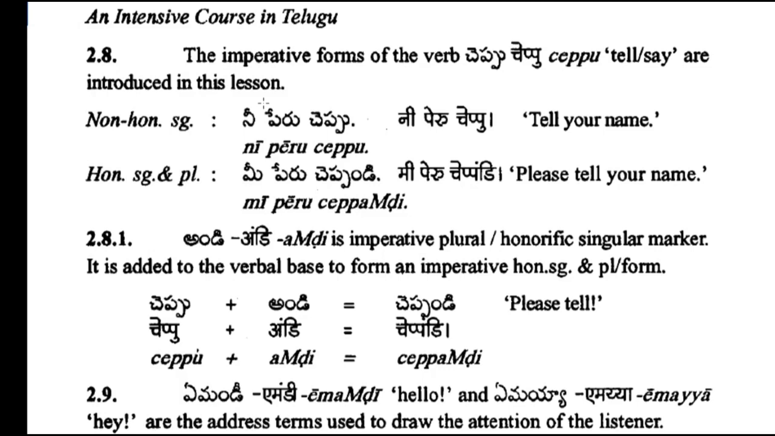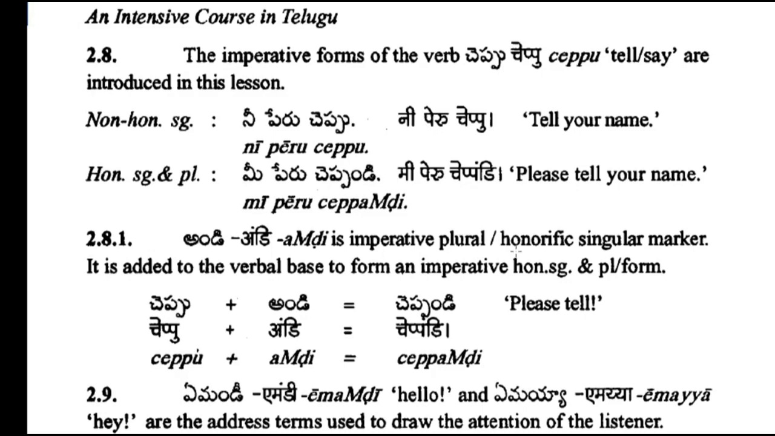Similarly, the next one, మీ పేరు చెప్పండి, आपका नाम बोलिए. When you say आपका, that shows respect. Similarly in Telugu also, మీ పేరు. So చెప్పు is bolo, and చెప్పండి is बोलिए. Andi is an honorific marker, the same as in Hindi. Andi is an imperative plural honorific singular marker added to the verbal base to form an imperative honorific singular or plural form. Cheppu plus andi becomes cheppandi. Please tell.